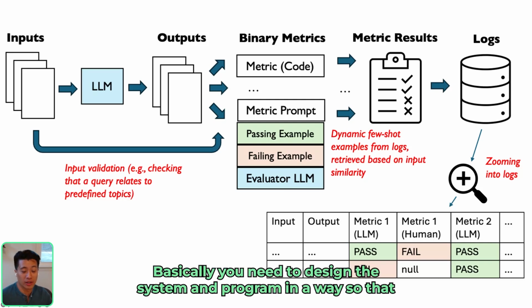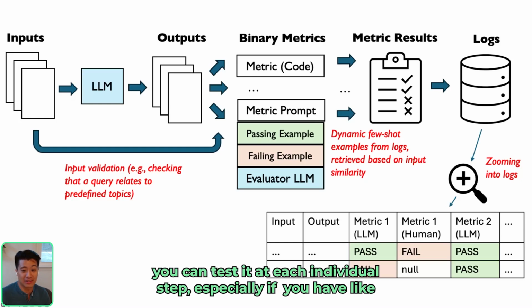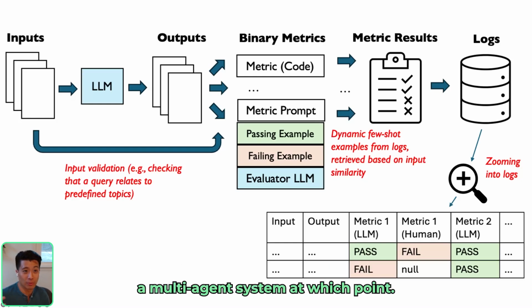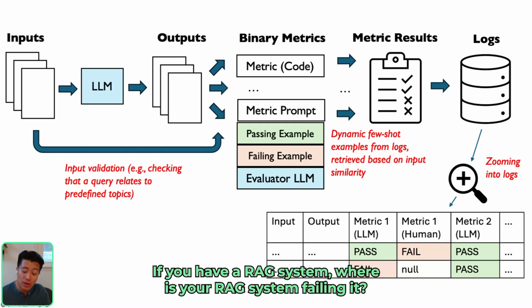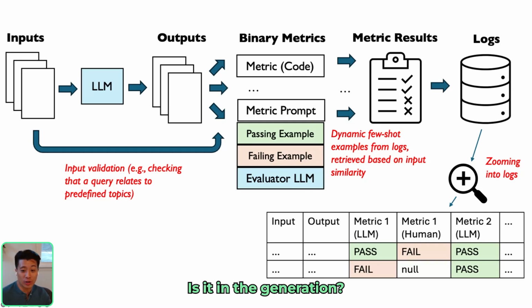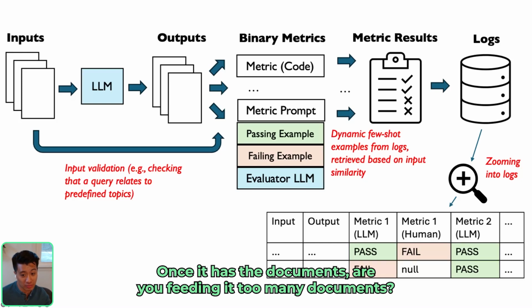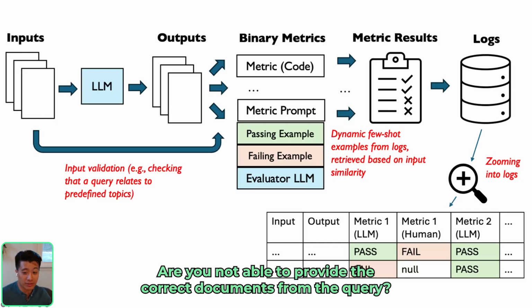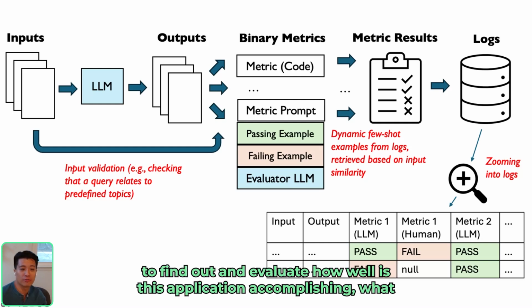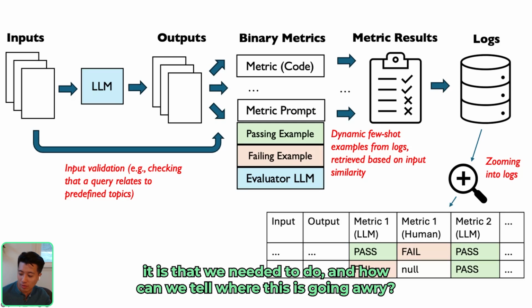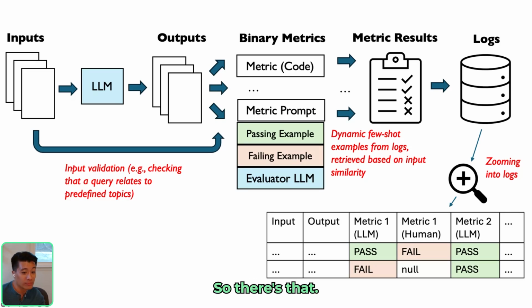Basically, you need to design the system and program it in a way so that you can test it at each individual step, especially if you have a multi-agentic system. At which point are the agents failing? Is it just one of the agents? Is it all of them? Is it when you pull it together? If you have a RAG system, where is your RAG system failing? Is it in the generation once it has the documents? Are you feeding it too many documents? Are you not able to provide the correct documents from the query? You need to be able to develop a system and develop metrics to evaluate how well this application is accomplishing what we needed it to do, and how we can tell where this is going awry. So there's that.